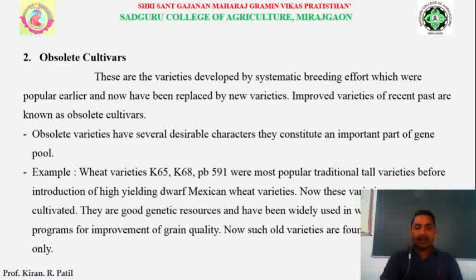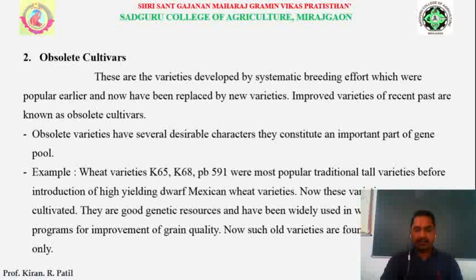The second type is obsolete cultivars. What is it? These are varieties developed by systematic breeding efforts by breeders, which were popular earlier and have now been replaced by new varieties. We can say that when the green revolution took place, the varieties at that time, or varieties from 10 years before, can be called obsolete cultivars. They are replaced by new varieties, but they are also very important in a breeding program because they have several desirable characters and constitute an important part of the gene pool.